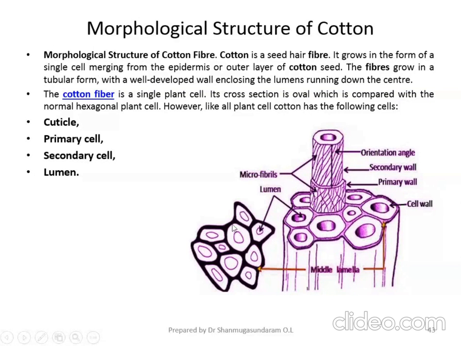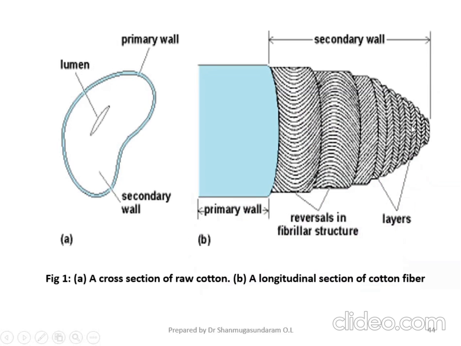Please look at the cross section. The cross section of the cotton fiber is oval in shape, which is compared with the normal hexagonal plant cell. However, like all plant cells, cotton has the following parts. In the morphological structure, there is a cuticle, a primary wall, a secondary wall, and a lumen. Lumen is nothing but an empty space present in the center of your fiber.